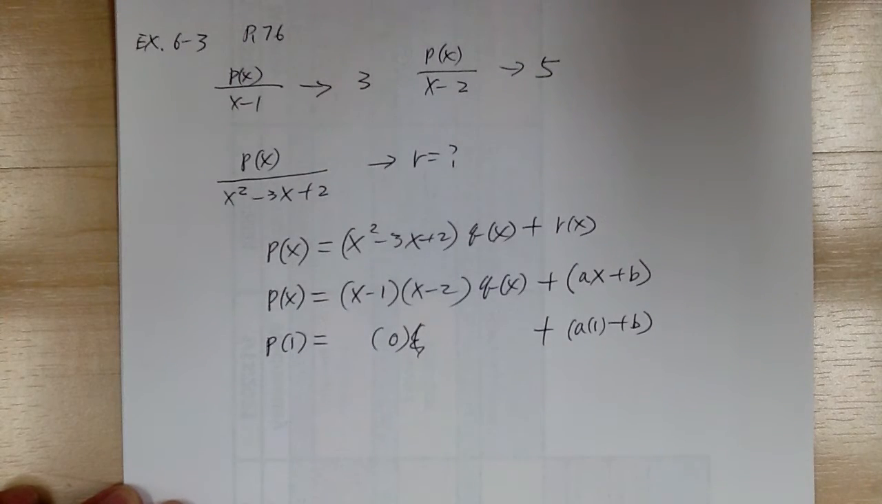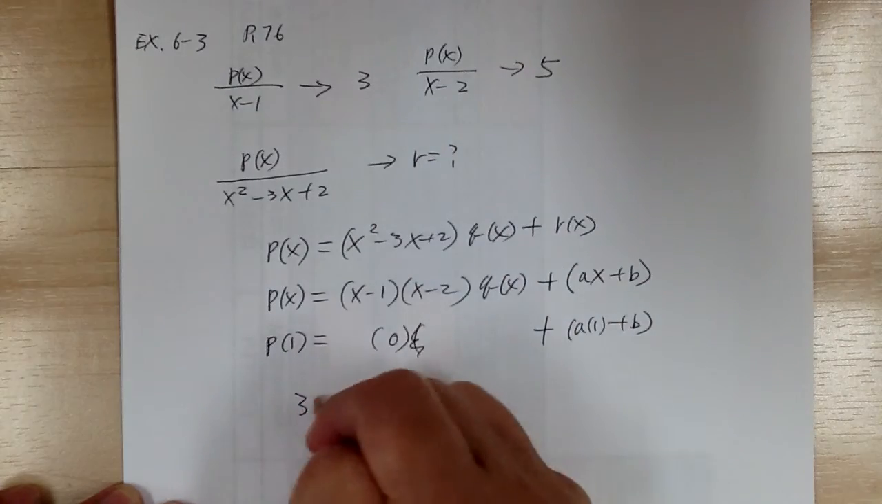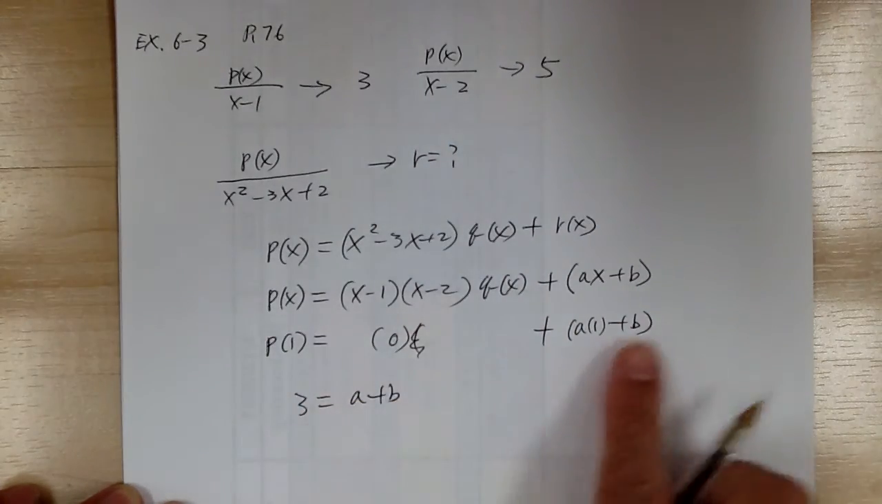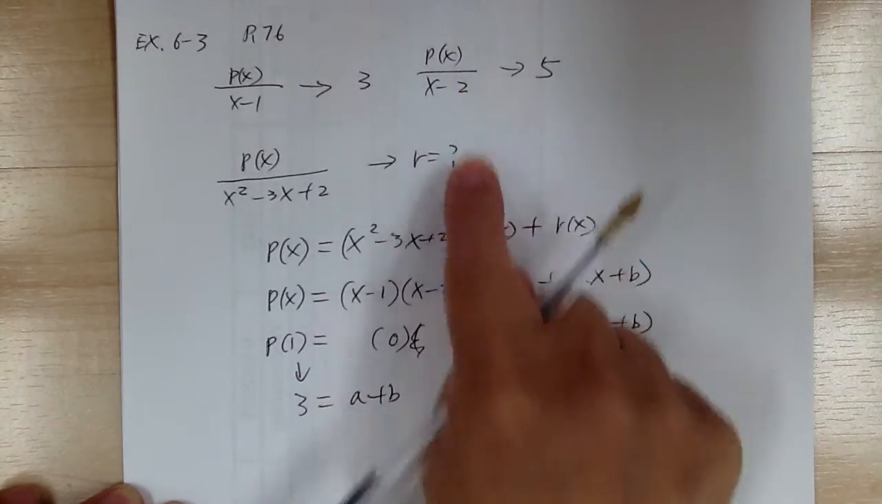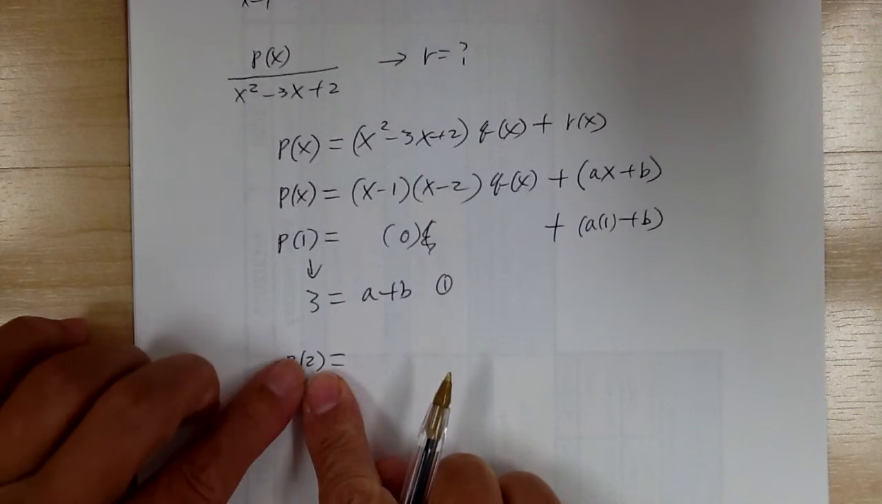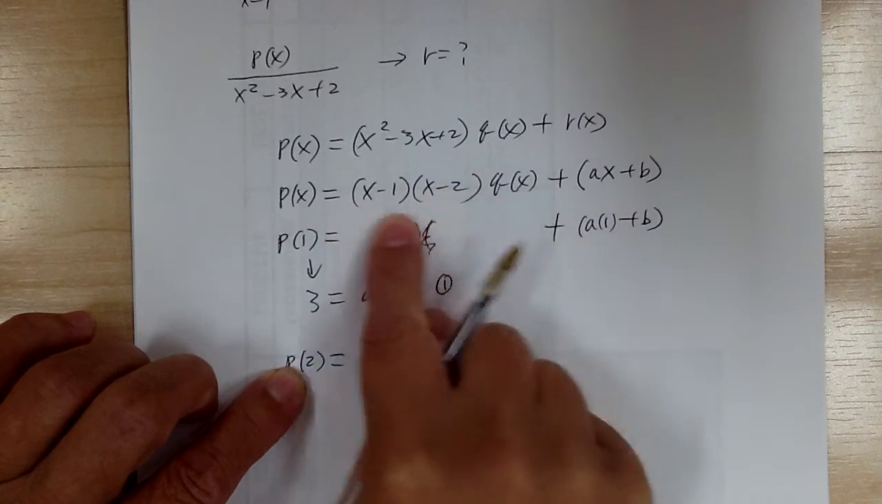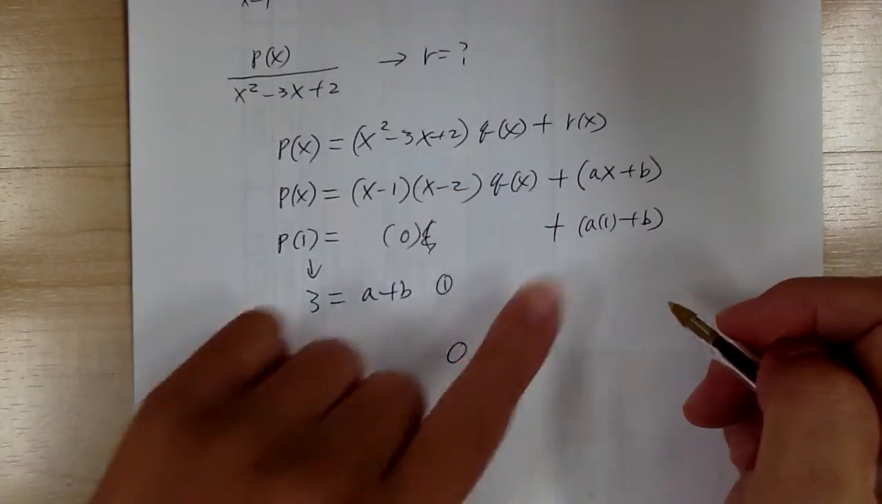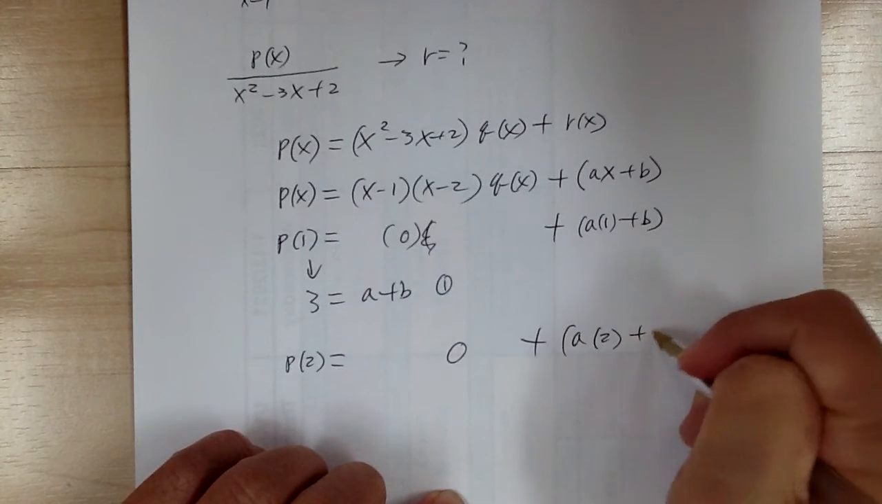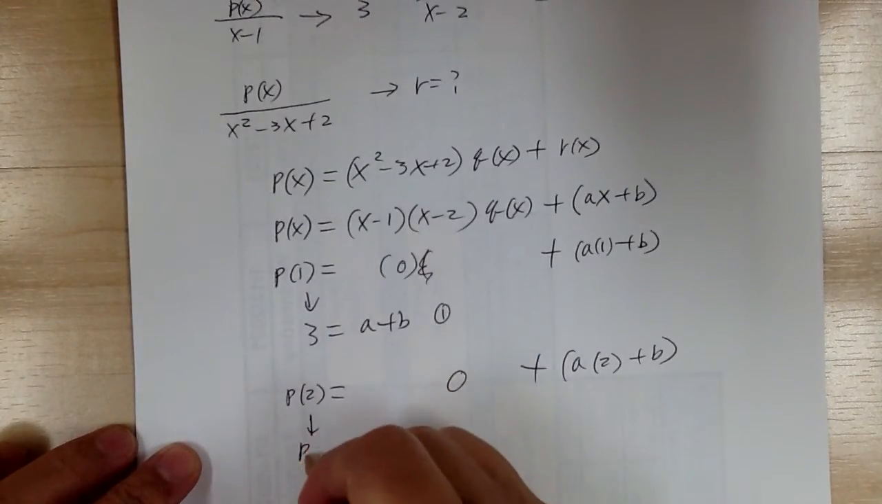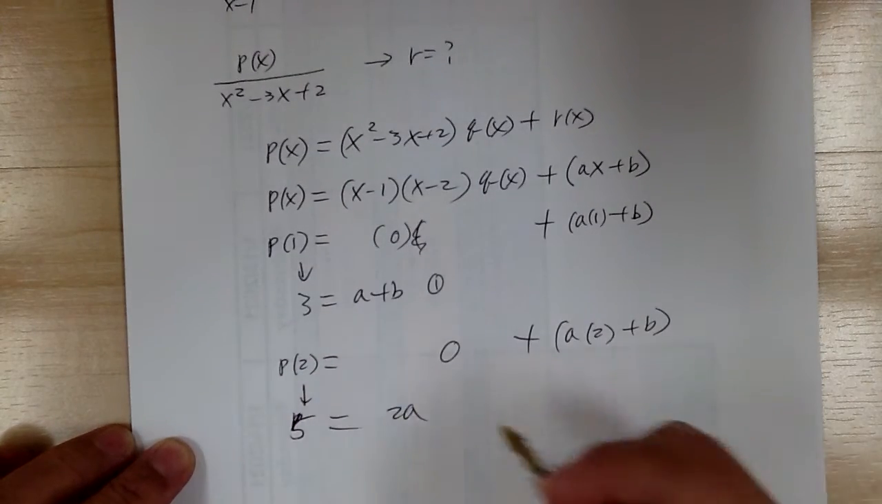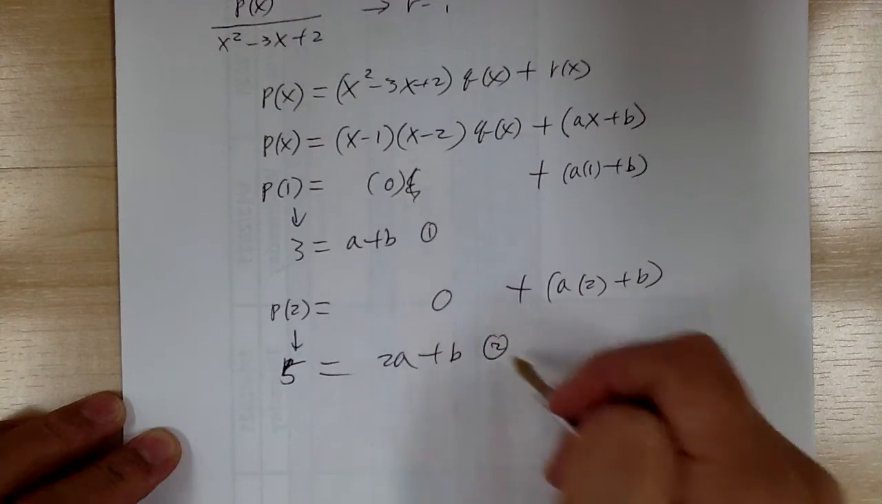Again, remember the remainder theorem, the substitution and the remainder are interchangeable. So p of 1 is 3, and you're going to get a plus b equals 3. I'm going to call this equation 1. Now we're going to use the second clue, p of 2. When x equals 2, this will also equal 0, and 0 times anything equals 0. So now x equals 2, and you get a times 2 plus b. From here, p of 2 is equal to 5. So 5 is equal to 2a plus b. This is equation 2.